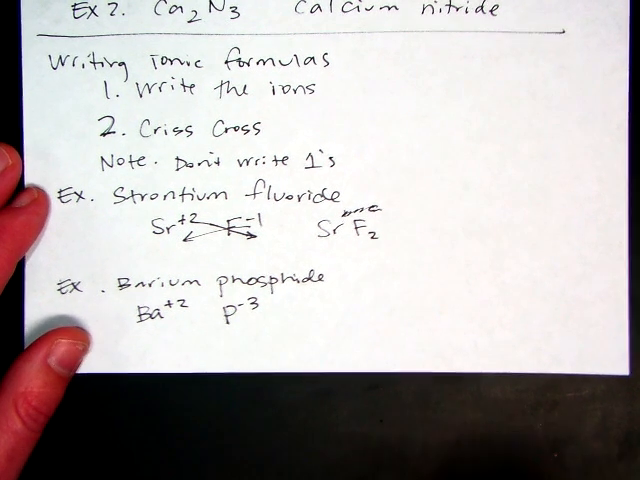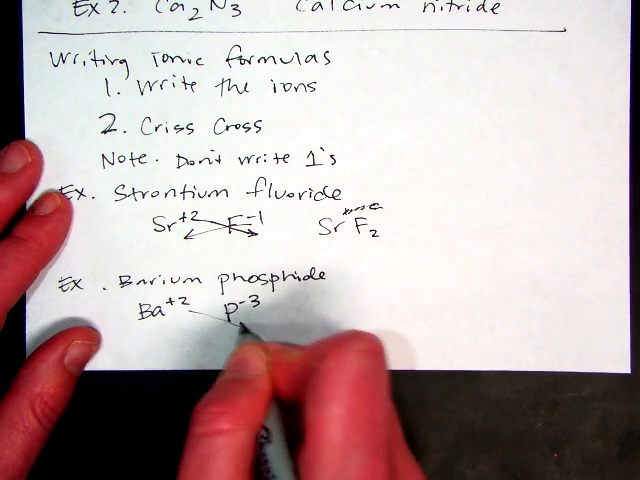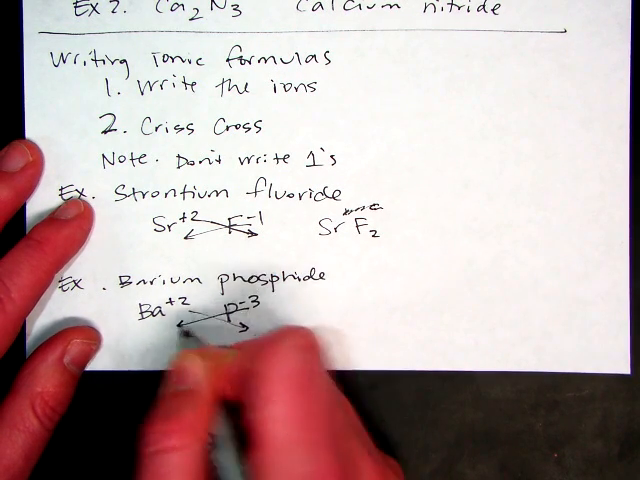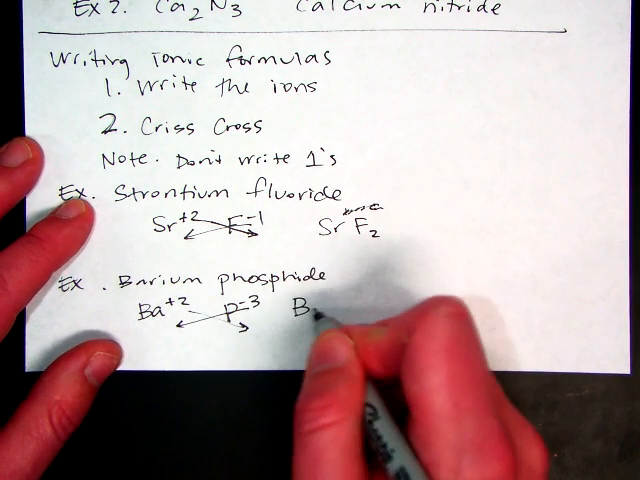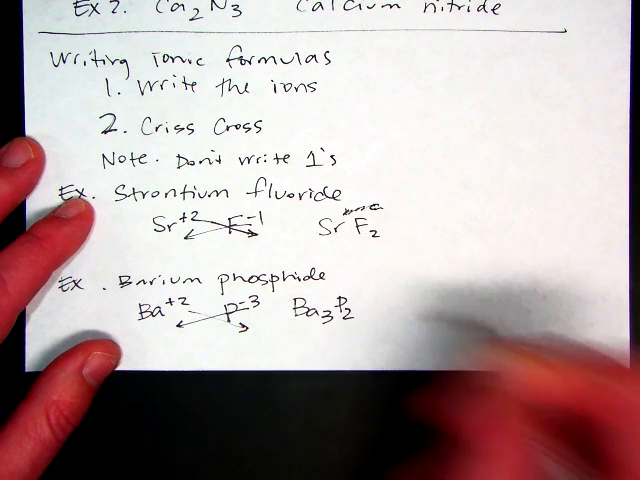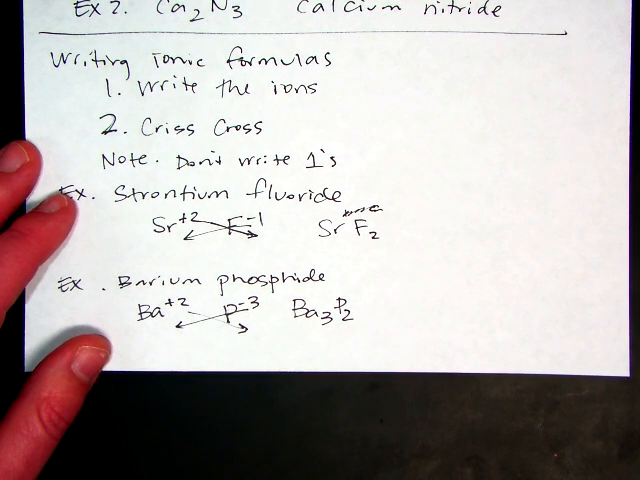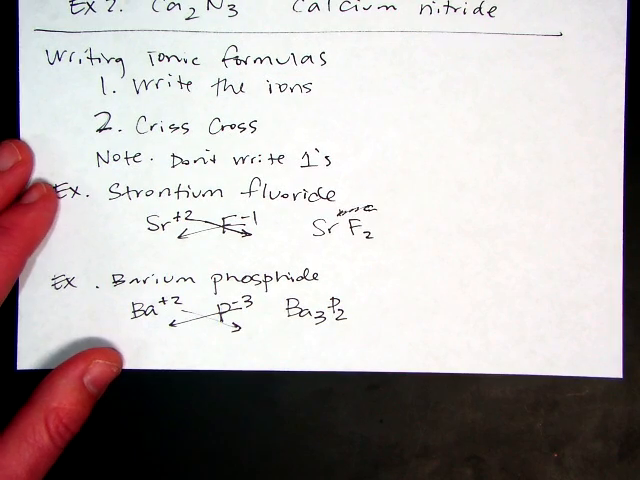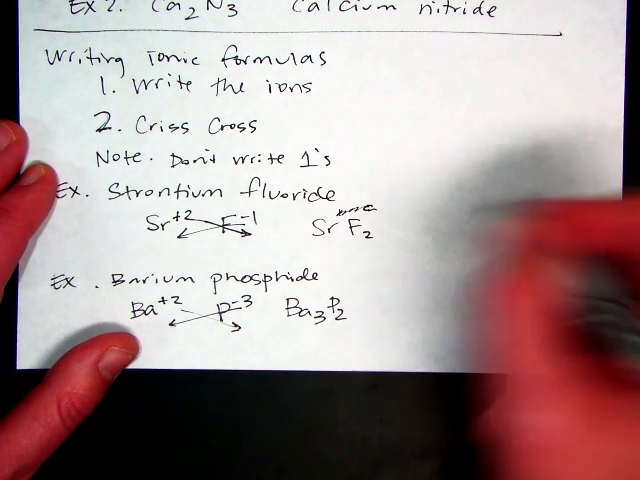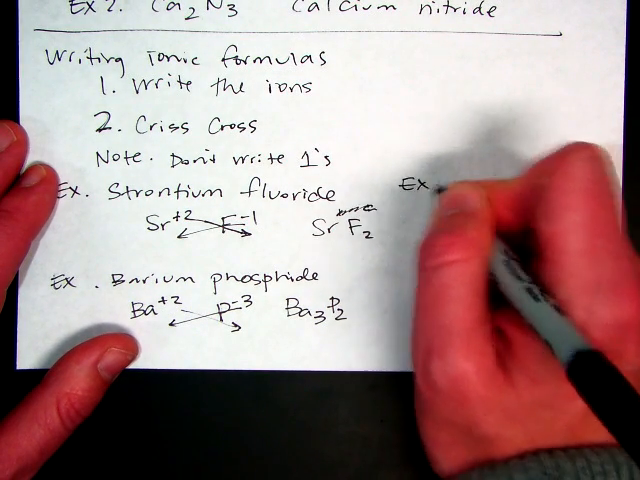Okay? That's the hard way. The easy way is just take this 2 and put it right there, and take that 3 and put it right there. And that's it. And the formula is Ba3P2, barium phosphide. Pretty fun, right? I should tell you there's one more thing that you should know, and that is when you have the same charge, as in calcium oxide.